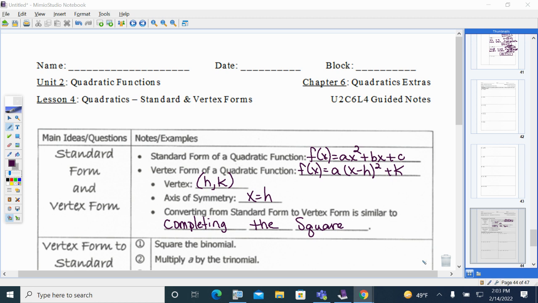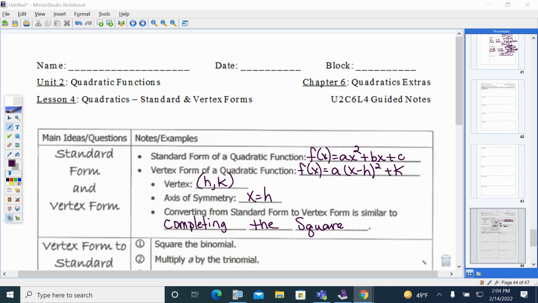Now, your vertex form should look similar to the generic equation I gave you back in parent functions, where the a tells us whether the function stretches or compresses. The h is a horizontal shift, but remember, it lies to you. You're going to see why it's lying to you. And then the k is your vertical shift up or down. Your vertex is (h, k), and your axis of symmetry is x equals h.